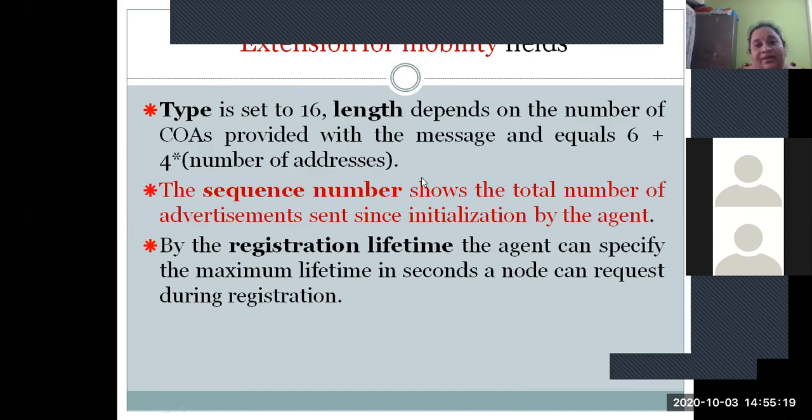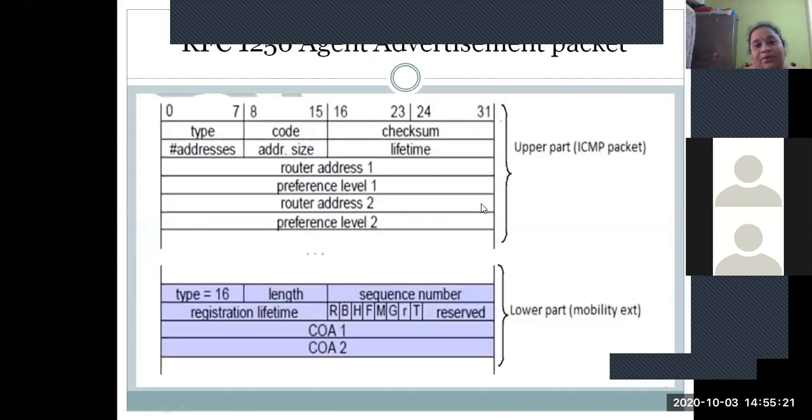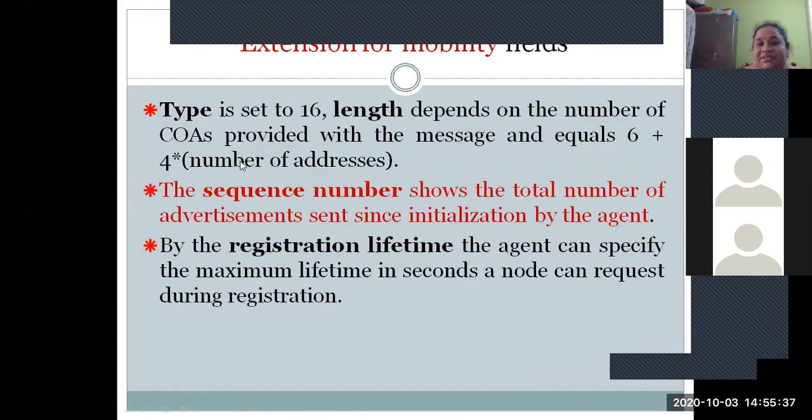And coming to the mobility extension fields, we discussed only the upper part: the type, code, addresses, address lines, routers, and the preference levels. Now we are discussing the lower part, that is the mobility extension part of the ICMP packet. Why is the type given as 16? Type is set as 16 because mobile communication is going on. And the length depends on the number of COAs provided with the message and equals 6 plus 4.